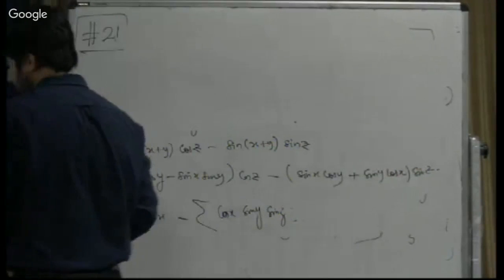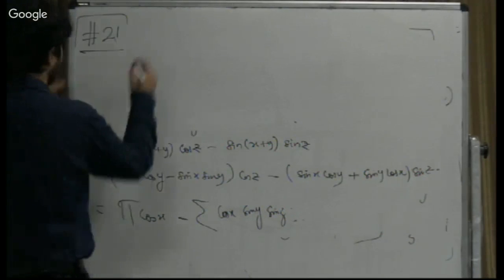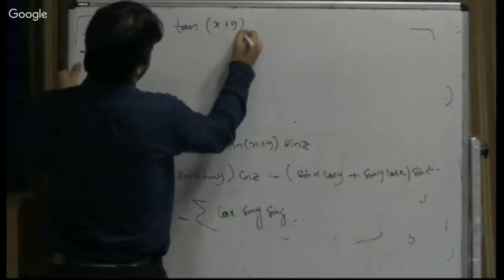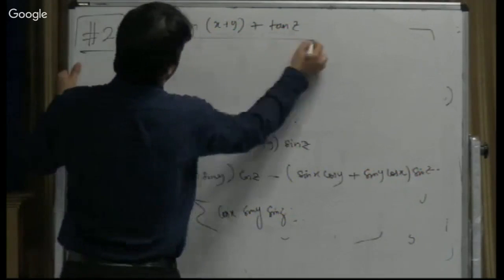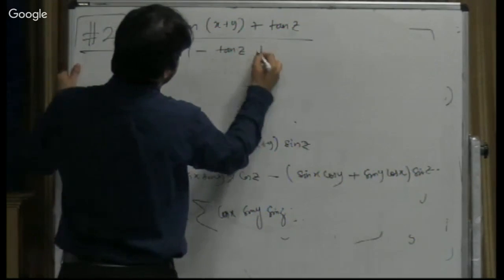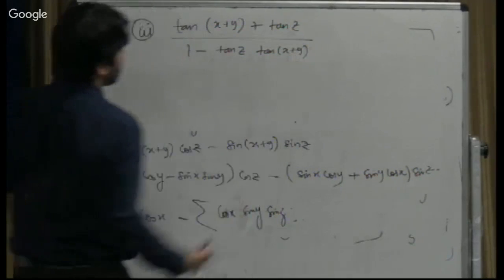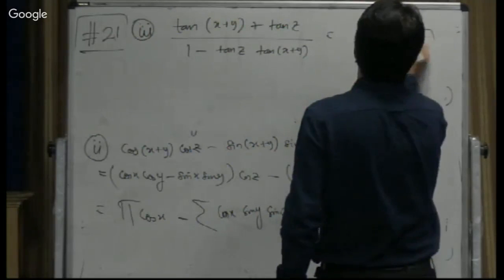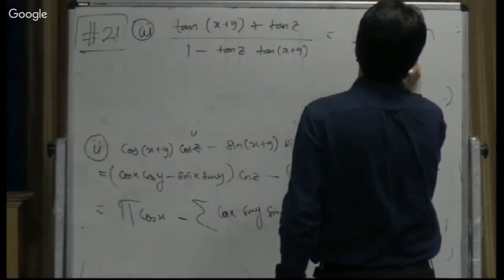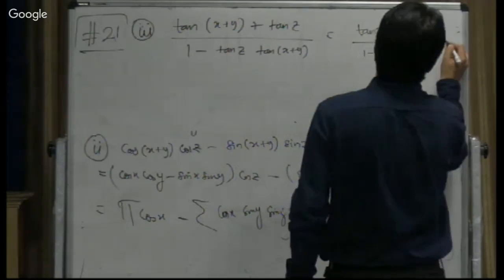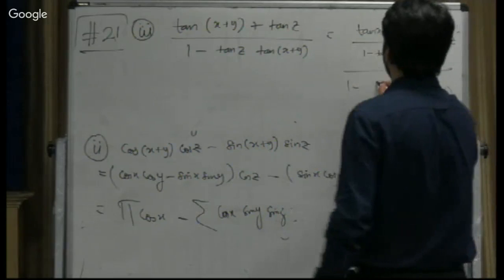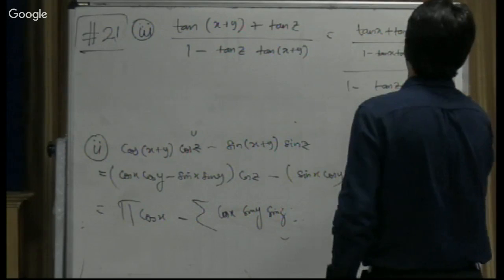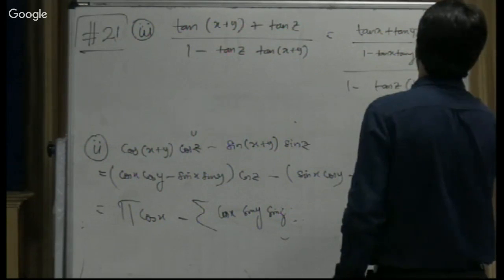Coming to the tan one, tan says tan of x plus y plus tan z upon 1 minus tan z tan x plus y, right? And then I can write it as tan x plus tan y upon 1 minus tan x tan y plus tan z upon 1 minus tan z into tan x plus tan y upon 1 minus tan x tan y.